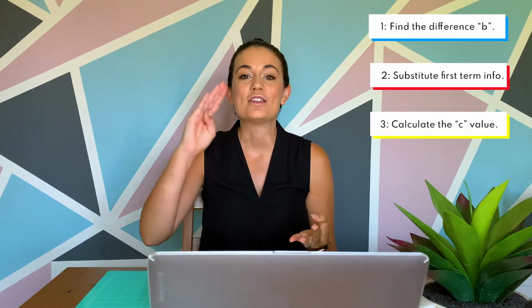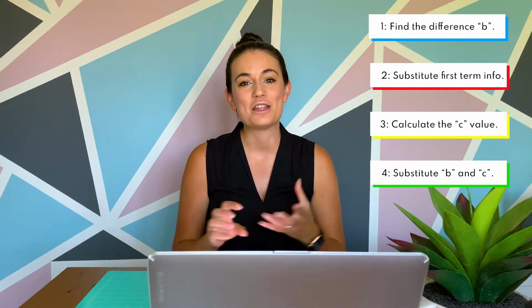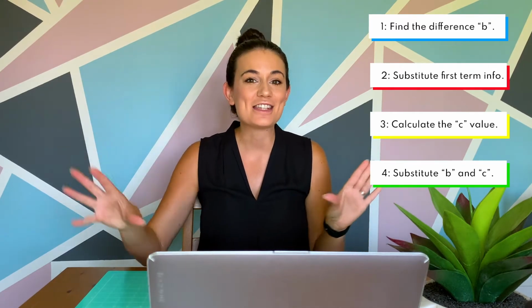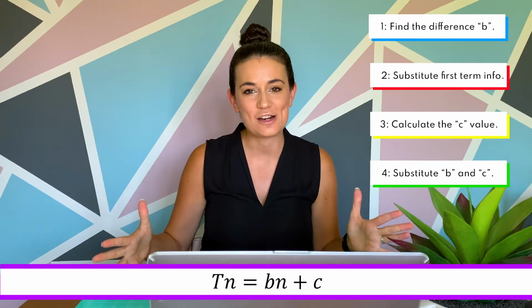So what you're going to do is, step number 1, find your B value or your difference. Start by finding your first difference. Step number 2, you then substitute generally the first term information into your formula Tn equals Bn plus C. Number 3, you then solve for C to determine C's value. And your final step is you take your B value from your first step, which was your difference, and the C value you just calculated, and you put them into your formula. Then you have your formula in the form Tn equals Bn plus C.